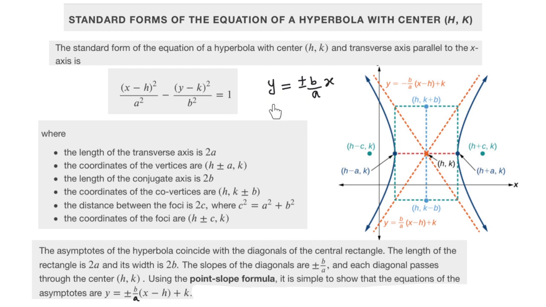This is the equation of the asymptote when the center is at (0, 0). Here the center is at (h, k), so h is the x coordinate and k is the y coordinate. You subtract h from x, and k from y. So this is the new equation for the asymptote. If you add k on both sides, that is the same equation given here: y equals plus or minus b over a times (x minus h), plus k.